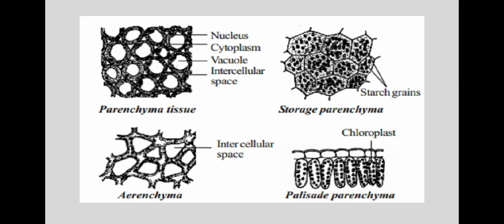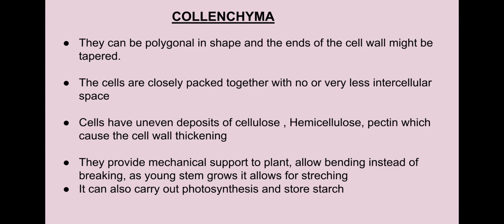Now here you can see the types of parenchymatic tissues. We have aerenchyma, we have palisade parenchyma, we have storage parenchyma. Then now we move on to collenchyma. So collenchyma cells can be different in shape than the parenchymatic cells. They are polygonal and their cell wall is thick. So cells are very closely packed with very less or no intercellular space. Cells also have deposits of cellulose, hemicellulose, pectin, which causes the cell wall to have a thicker appearance.